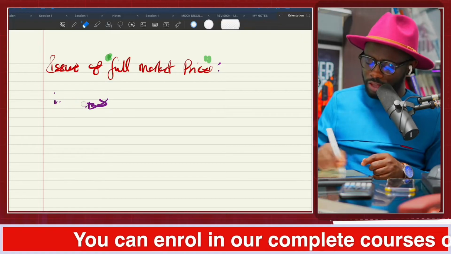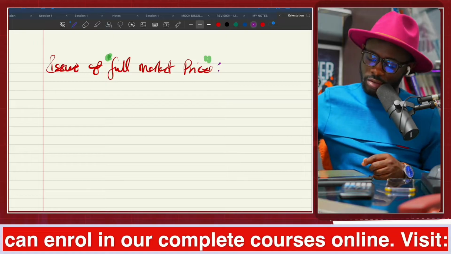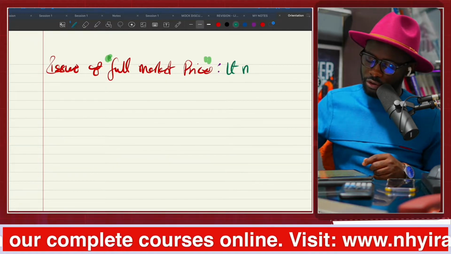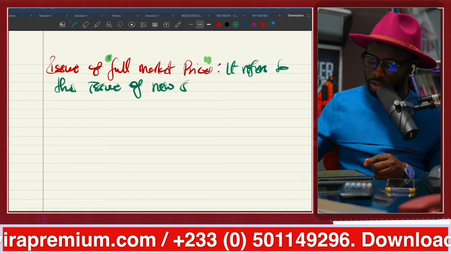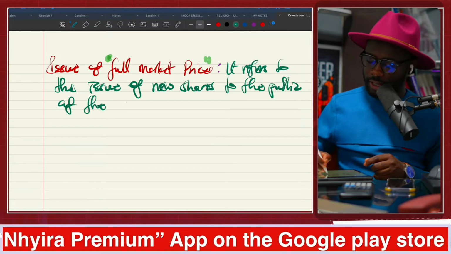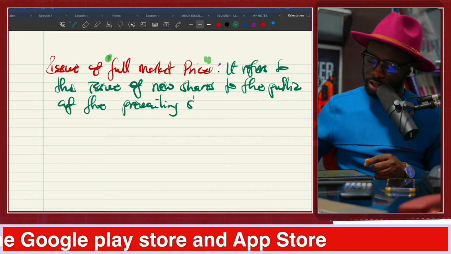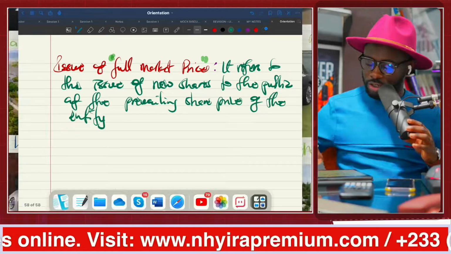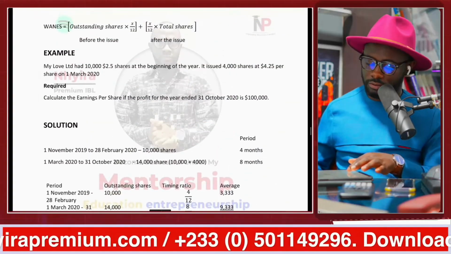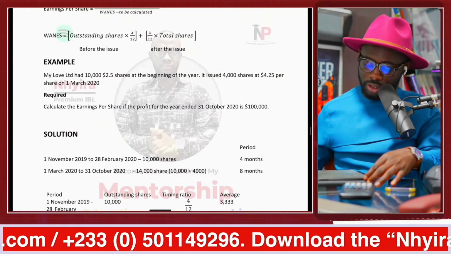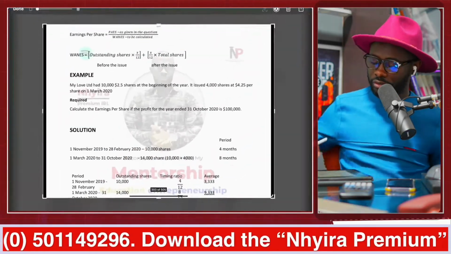So probably let me give you a one-liner here before we continue. It refers to the issue of new shares to the public at the prevailing share price of the entity. So let me bring up a very simple illustrative question again for us to see how we do this calculation. Very, very simple here.